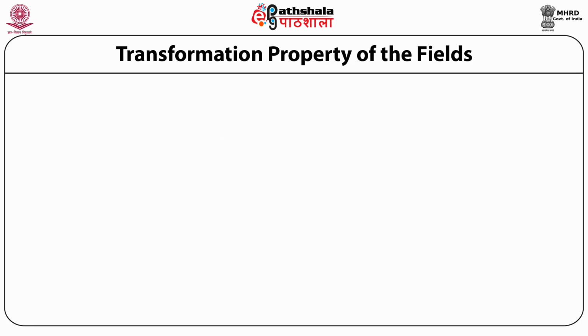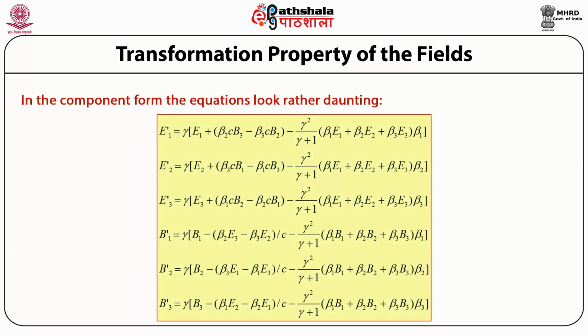Now when we expand this equation in terms of the various components, that is the three components along the three axes, then in the component form these equations take the form E prime subscript 1 is equal to gamma times bracket open E subscript 1 plus within brackets beta subscript 2 times C times B subscript 3 minus beta subscript 3 times C times B subscript 2 bracket close, minus gamma square by gamma plus 1 whole times within brackets beta subscript 1 times E subscript 1 plus beta subscript 2 times E subscript 2 plus beta subscript 3 times E subscript 3 bracket close times beta subscript 1 whole bracket close.